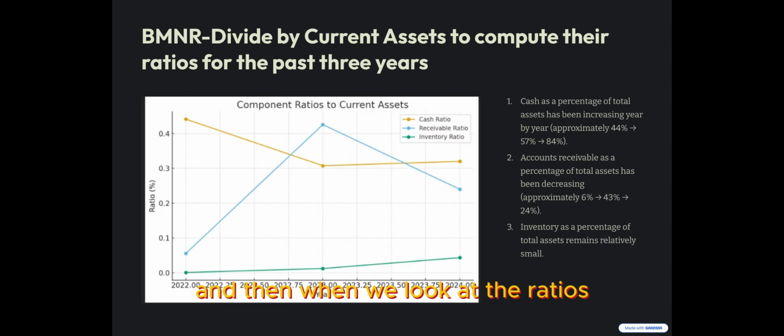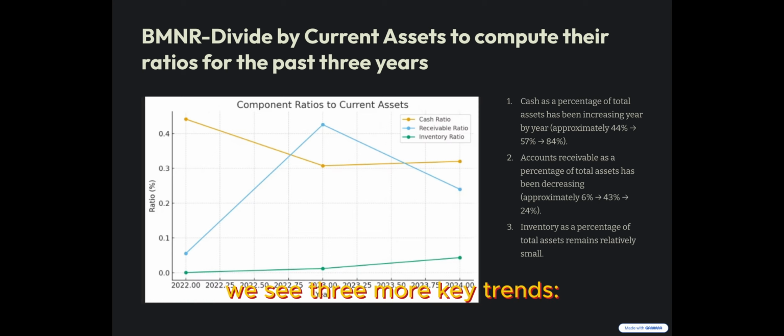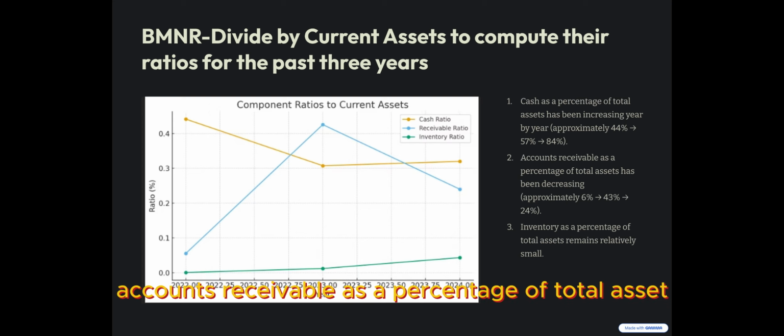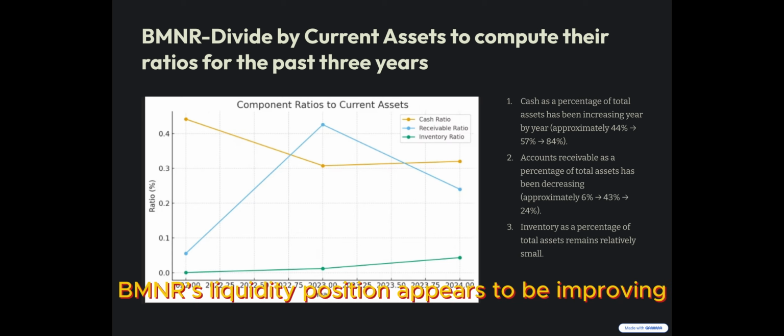And then when we look at the ratios, each component divided by total current assets, we see three more key trends. Cash as a percentage of total current assets increased steadily from around 44% to 57% and then to 84%. Accounts receivable as a percentage decreased from 43% down to 24%, and inventory stayed at a very small share. Overall, BMNR's liquidity position appears to be improving.